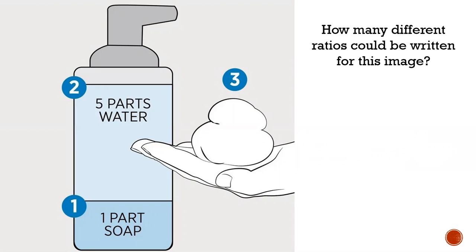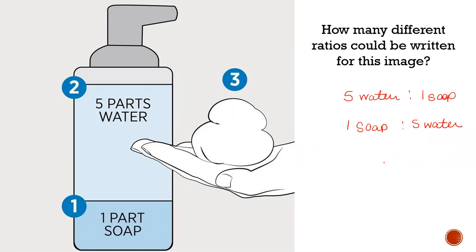For you auto students, you may be looking at how much antifreeze you're mixing with water in order to make a solution that's not going to freeze in our northern climate. So how many ratios can we write for this image? Well, it's the same as before. The really obvious one to see is 5 water to 1 soap. Or we could say 1 soap to 5 water.